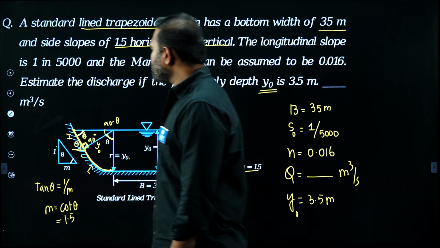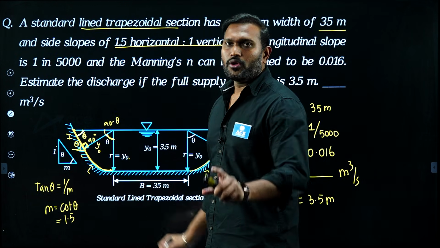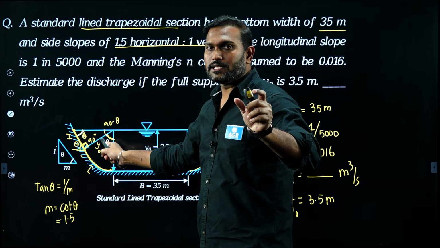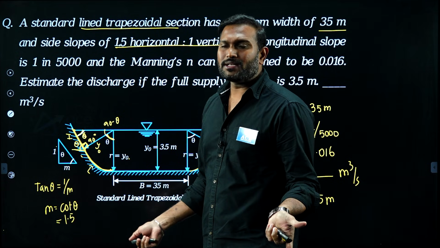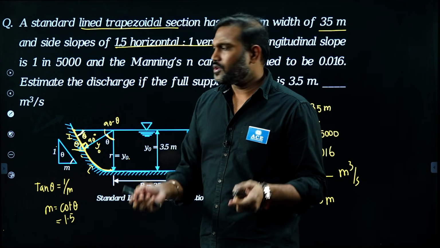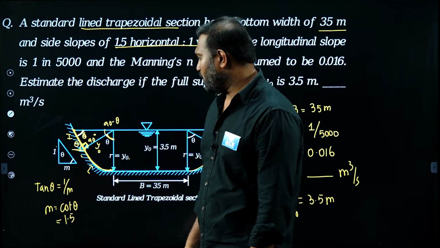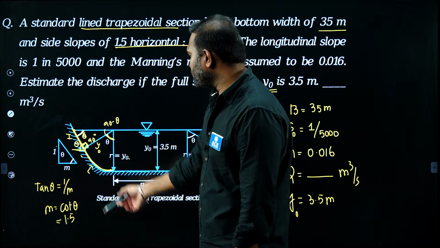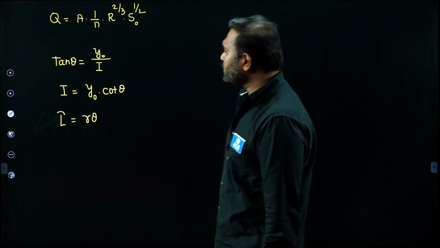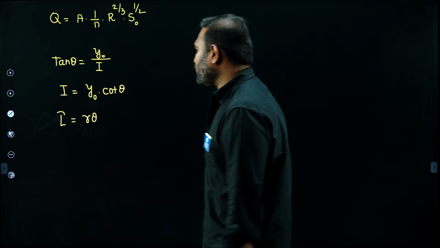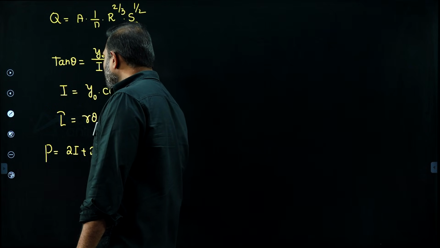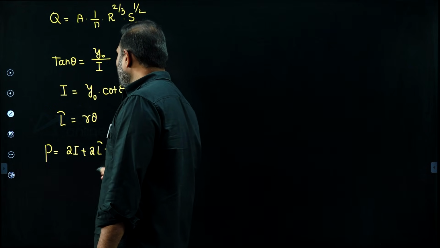L bar is for a sector, right? So whatever this L bar is, this is nothing but theta. If you know the angle, what is the length of the arc? R theta, right? So L bar is nothing but R theta. Now if you know this, let's find out the wetted perimeter first. What is the wetted perimeter? 2 times the inclined length plus 2 times L bar plus the width.